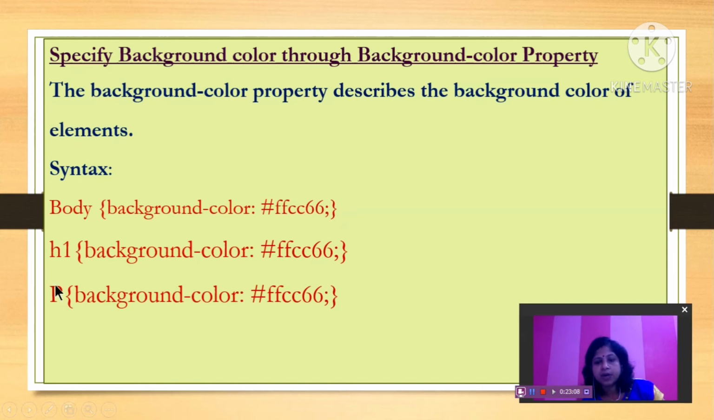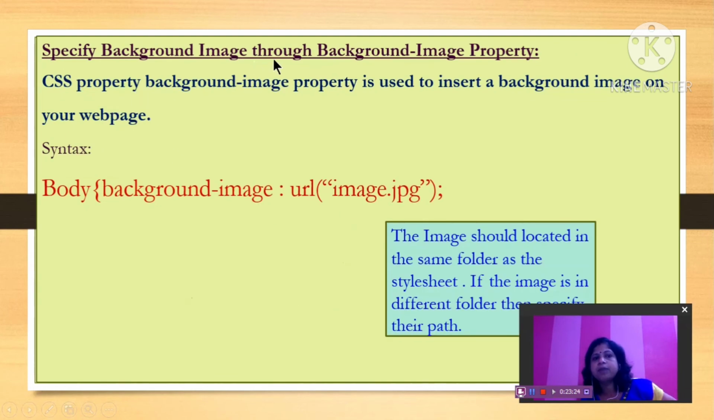If you use it for a paragraph, then background-color, then a color code, either in hexadecimal or as a color name. You can write red, blue, green, yellow as you wish. Hexadecimal you can also give. So now specify a background image through the background-image property.